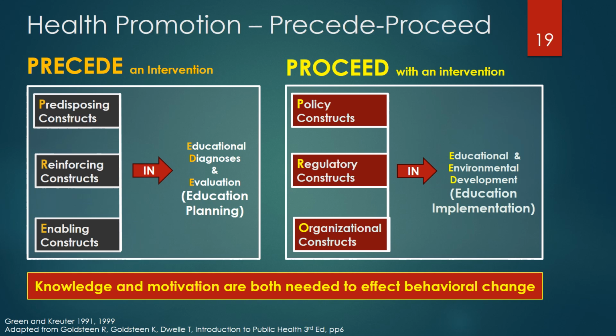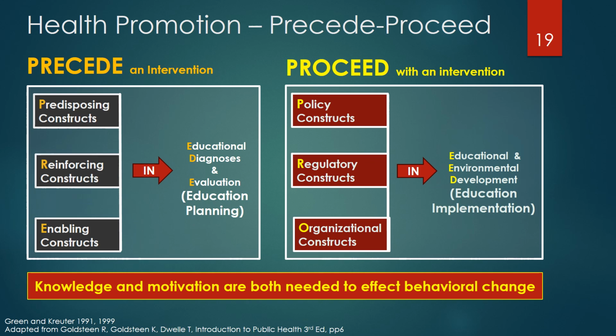PRECEDE's predisposing constructs include a person's or population's knowledge, attitudes, beliefs, values, and perceptions that facilitate or hinder motivation for change. Reinforcing constructs include rewards and feedback a learner receives from others following adoption of a behavior. That feedback may encourage or discourage continuation of the behavior. Enabling constructs are those skills, accessibility, resources, or barriers that can help or hinder behavioral and environmental changes. There is a very restricted view of the environment under enabling that's limited to the immediate setting of the health education program.